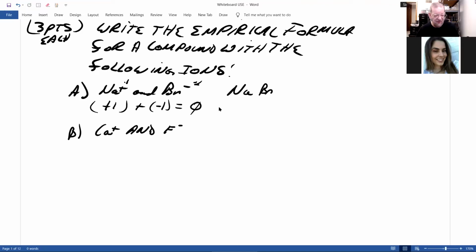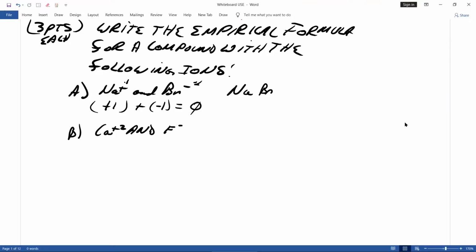And I'll let you try this one once I write it correctly. Calcium +2 and fluoride -1. What would be the empirical formula for that compound? Your turn. When you're done, give me a thumbs up. Oh no, is the thumbs up emoji broken? Oh no, it's working.